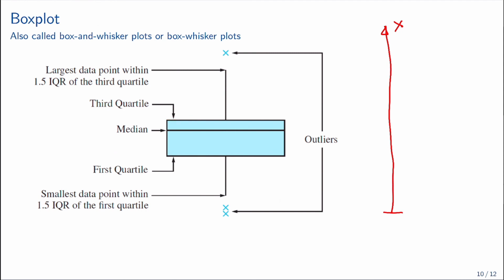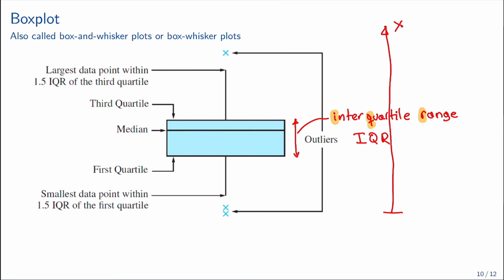Now, once we find the first quartile and the third quartile, we are going to measure this distance. And that distance is going to be the interquartile range. In short, the IQR. So the IQR is defined by the third quartile minus the first quartile. It's just that distance. So Q3 minus Q1.